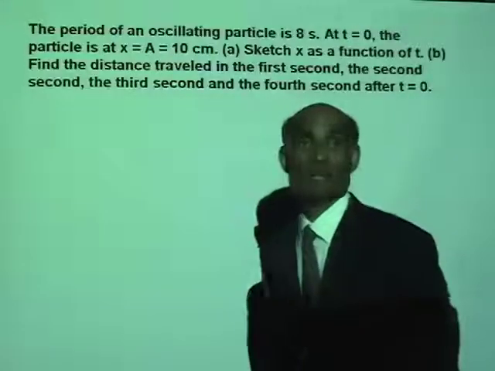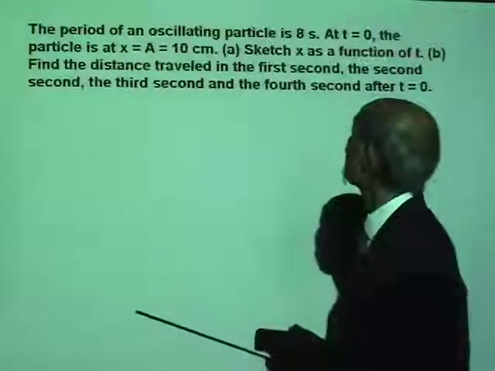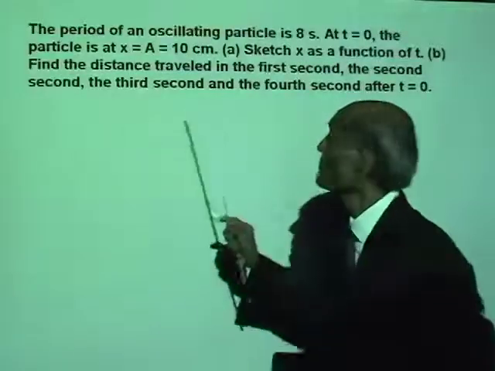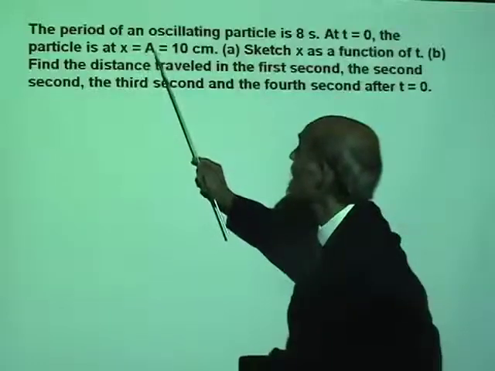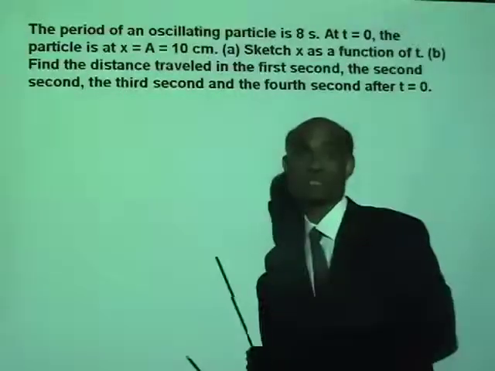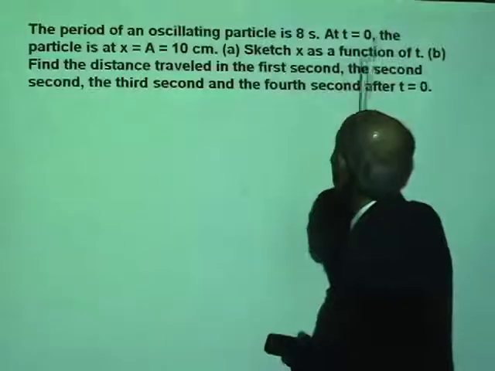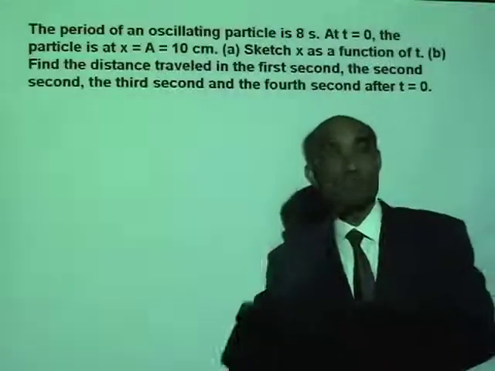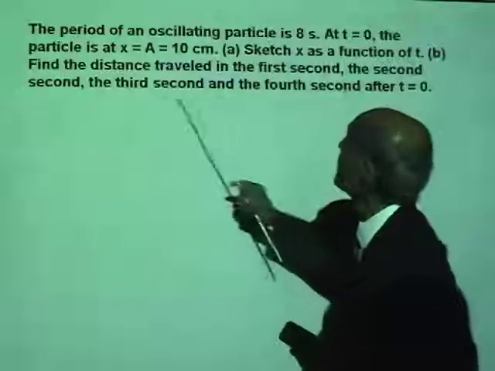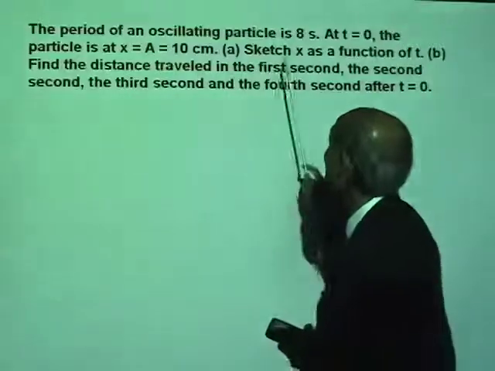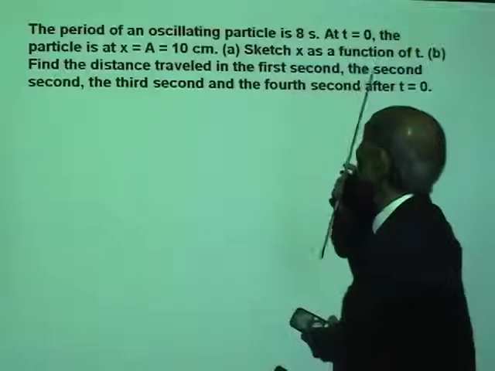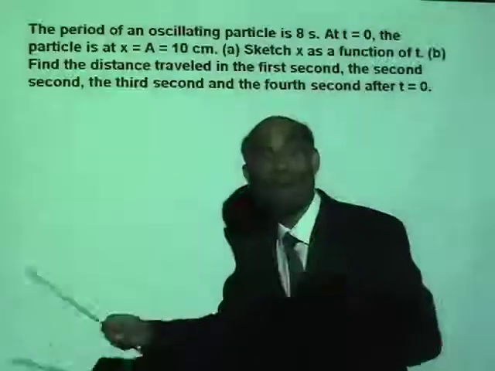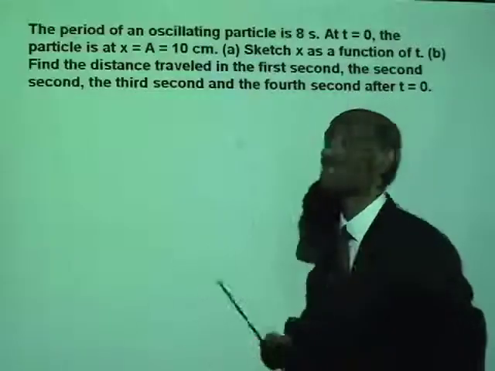Another one. The period of an oscillating particle is 8 seconds. At t equal to 0, the particle is at x equal to a equal to 10 centimeter. Sketch x as a function of time. Draw a graph of the position function. Now, find the distance traveled in the first second, in the second second, in the third second, and the fourth second after t equal to 0.